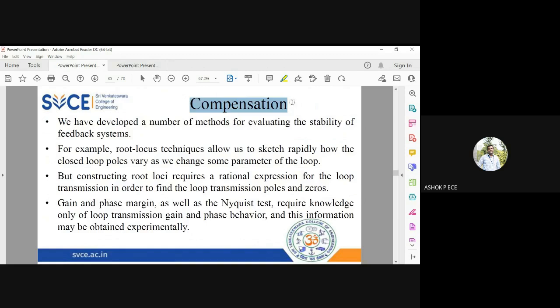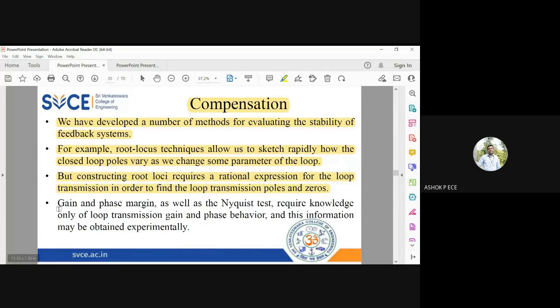Next one is compensation. If you don't achieve the required gain margin and phase margin, how are we going to compensate for that? We have developed a number of methods for studying stability. For example, root locus will clearly show how the path changes from the poles to the zeros. By constructing the root locus, we can easily find the transmission poles and zeros.